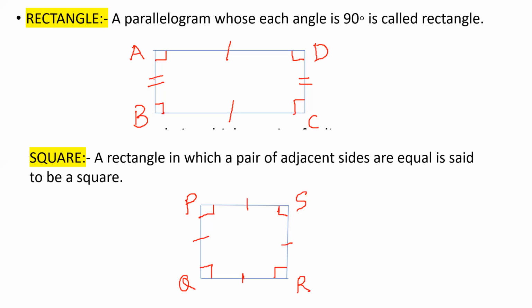So each square is a rhombus, each square is a rectangle, each square is a parallelogram, but each parallelogram is not a square. Each parallelogram is not a rectangle. Each parallelogram is not a rhombus, but each rhombus is a parallelogram. Each rectangle is a parallelogram. Are you getting it, everyone? So you have to keep these important points in mind, because this type of questions come in the MCQ.